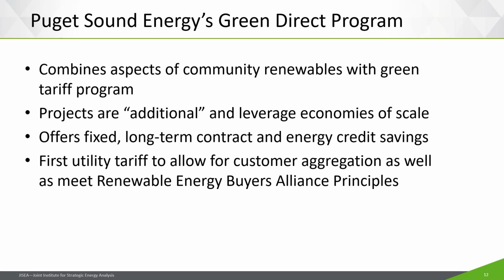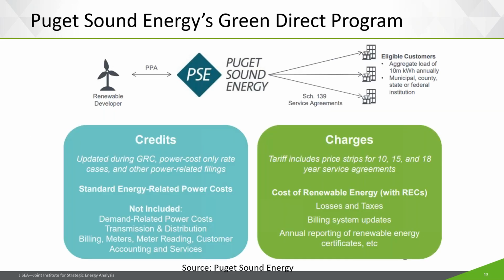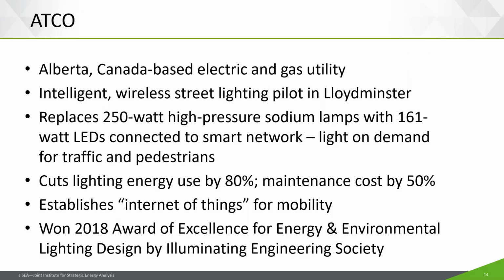So that is, I think, an interesting grid scale utility offering that Puget Sound is providing. And then finally, I think we'll pass this next graphic and go on to Canada, where in Alberta, ATCO is an energy and utility provider there. And they partnered with the city of Lloydminster to introduce a wireless street lighting pilot. This is a system where all of the street lights are interconnected through a wireless network.